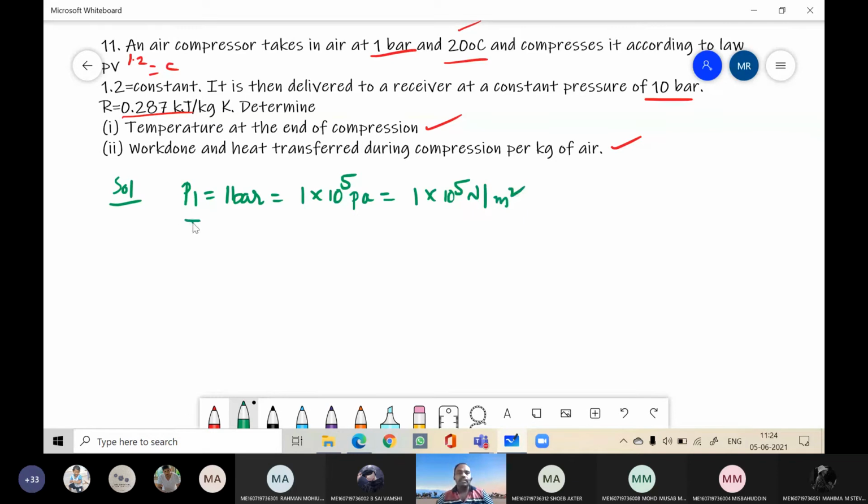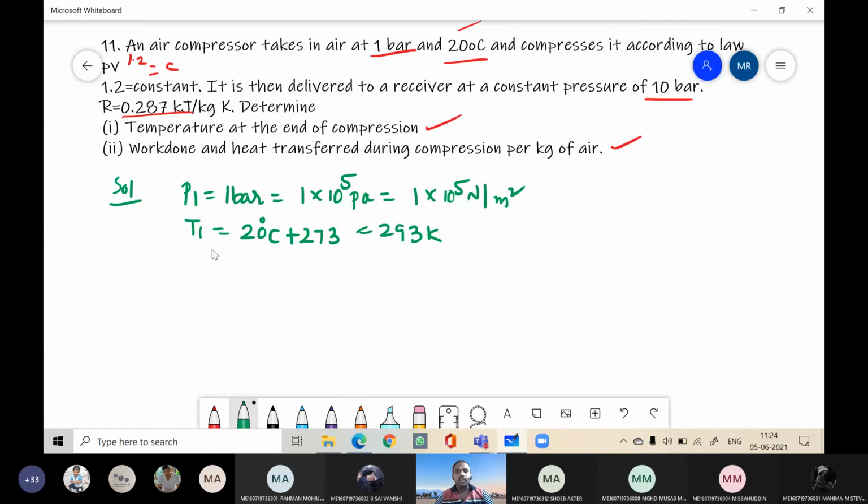And suction temperature T1 is equal to 20 degrees centigrade plus 273. It will become 293 Kelvin. See, if you try, then only you will get. Otherwise, however many problems you listen to, it will be like that only. You need to practice the problems.